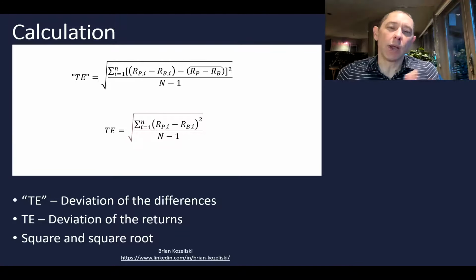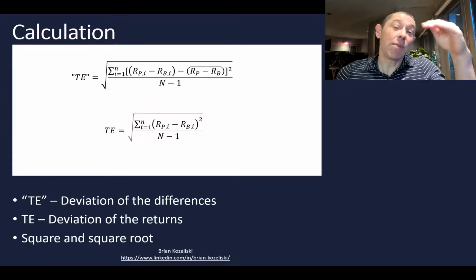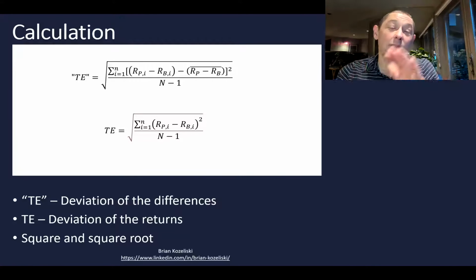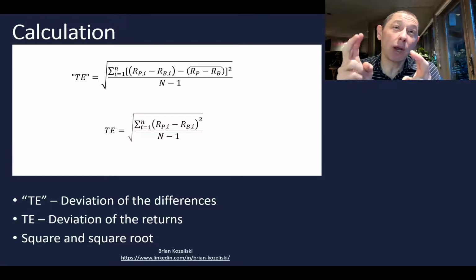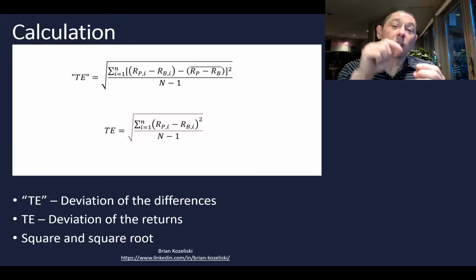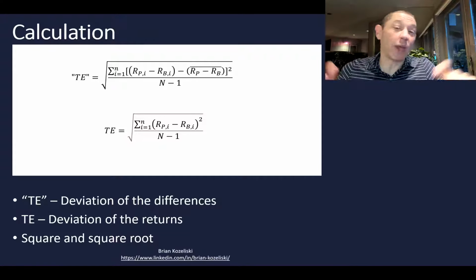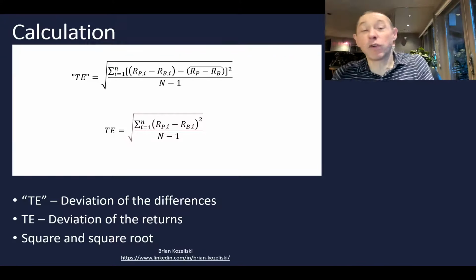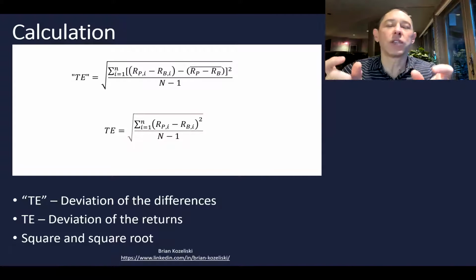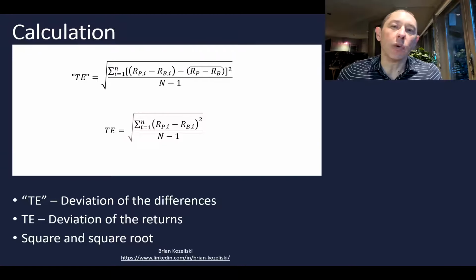Whereas in the second one, we are looking at how the portfolio return compares to the benchmark return. So it doesn't matter if it's the same difference period by period, it's just how they vary. Those are the two differences there. Hopefully that makes sense. Pause it if you need to. Also note that we are, of course, squaring returns here and then taking the square root of it. So what that does for us is just saying, hey, if we outperform by 50 basis points or underperform by 50 basis points, we're going to treat those the same. So that's what the squaring and square root does for us here.